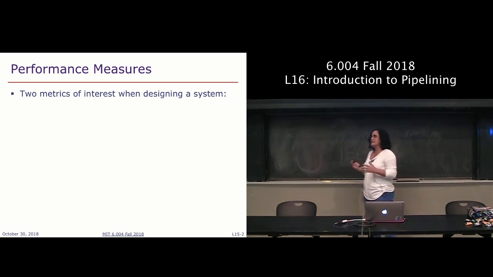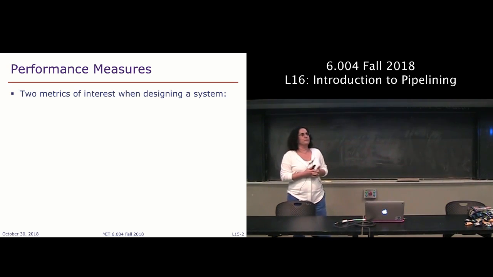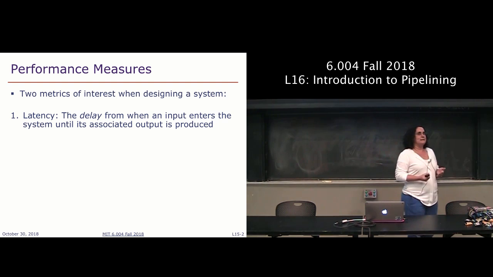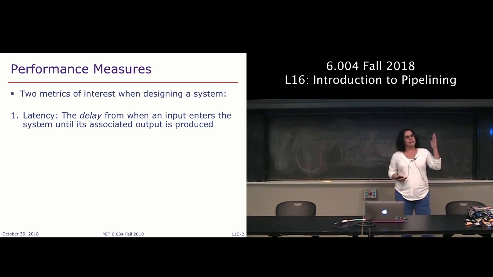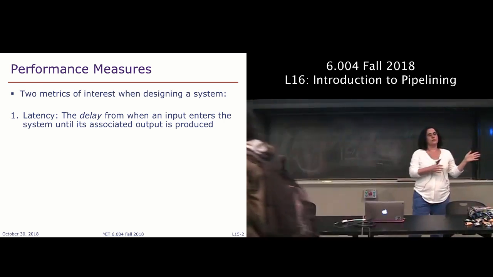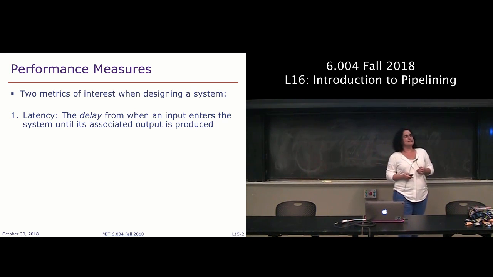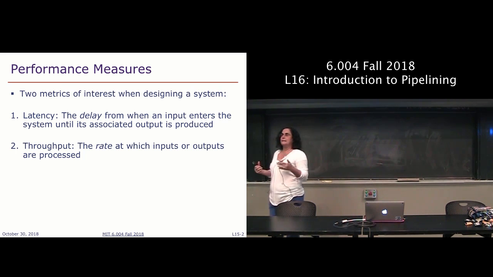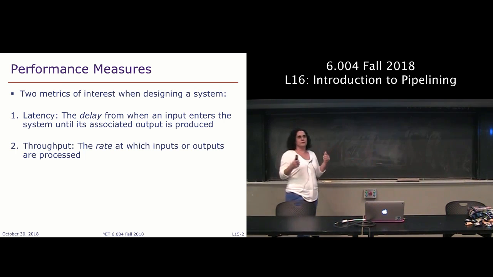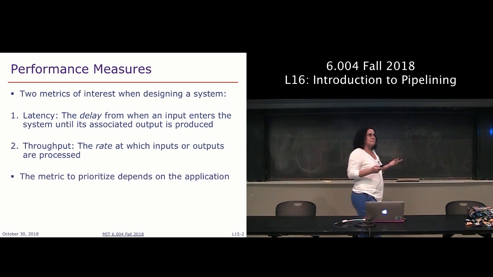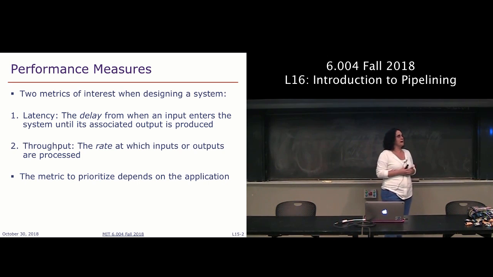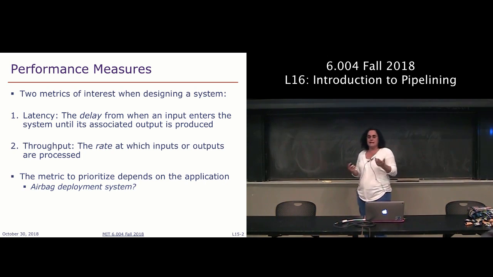So, when we're building these systems, there's two main performance metrics that we care about. The first is latency. By latency, we mean how long does it take from when an input enters my system until its corresponding output is produced. The second metric is throughput. Throughput refers to how quickly is my system able to produce new outputs. Depending on what my application is, I'm going to want to optimize for one or the other of these. Like, for example, suppose that I'm building an airbag deployment system.